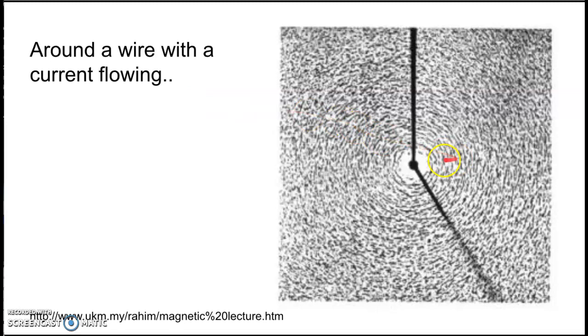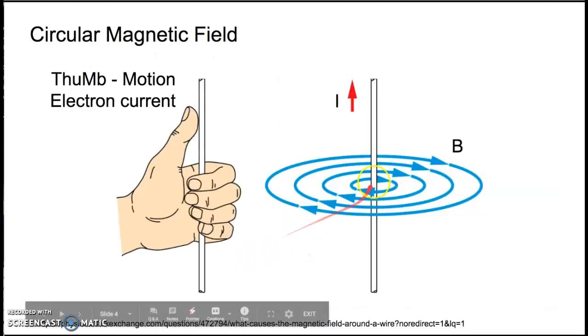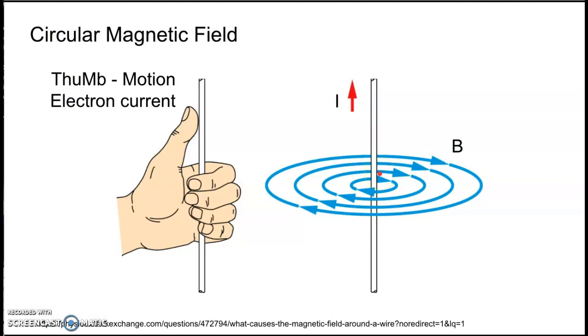If you have a single wire with a current flowing through, this is a bit of card, and that's the wire going up and down into the card, and this is the surface of the card. The iron filings demonstrate that there's a circular magnetic field. The shape of the magnetic field and the directions are shown by a left-hand grip rule.